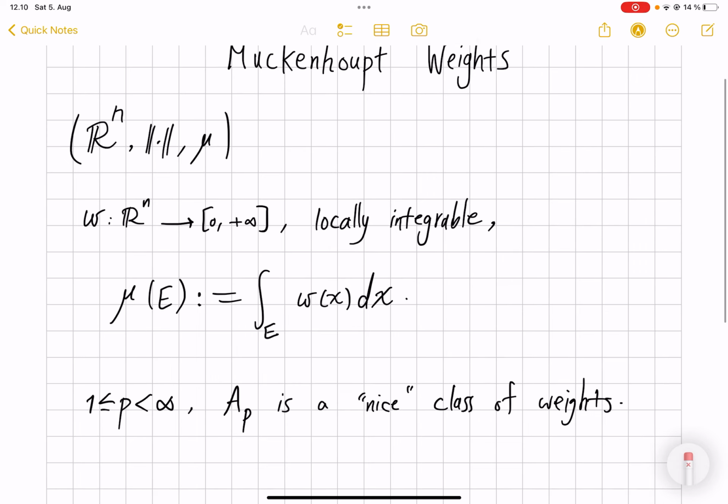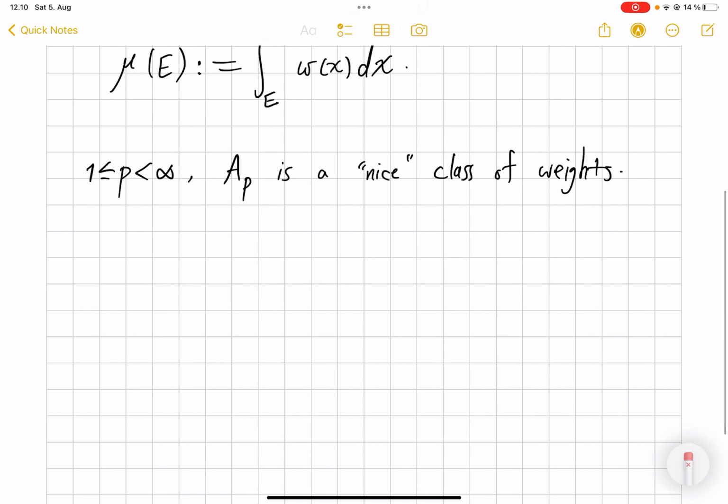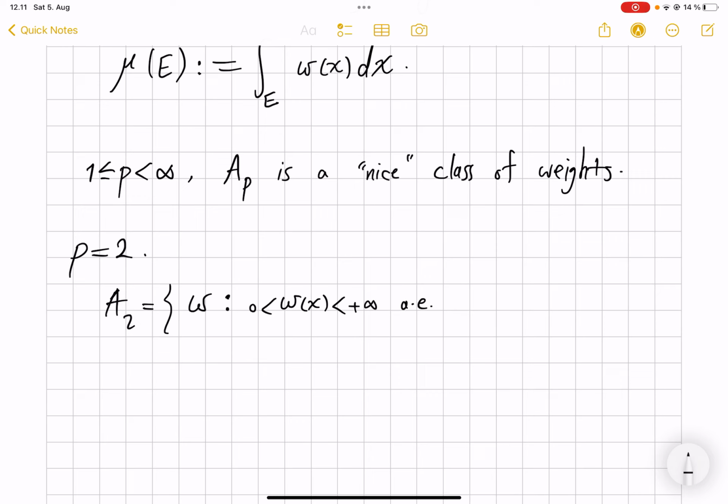Anyway, the AP class for the p parameter between 1 and infinity is a nice class of such weights, so weights with certain conditions that result in many things. And to illustrate the idea, let me just deal with the case of p equal 2. So A2 will be the class of those weights that are positive and finite almost everywhere.